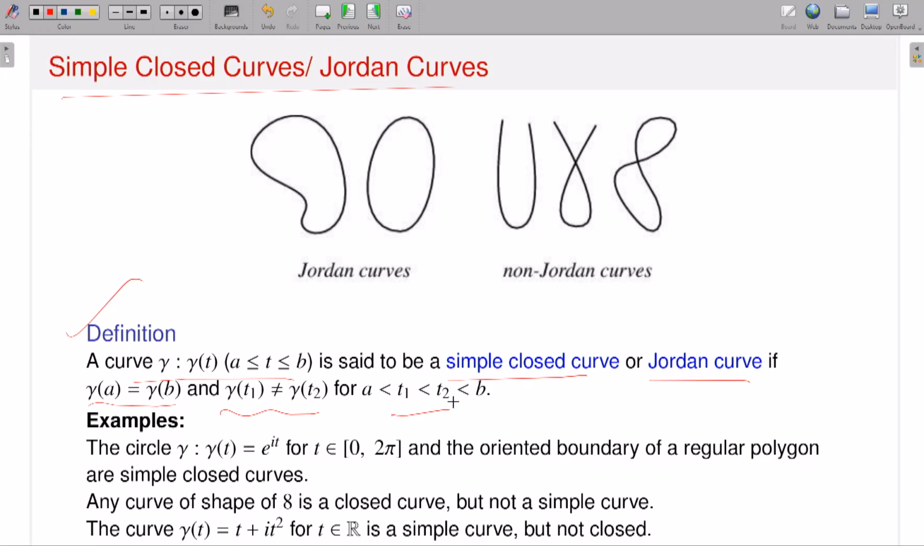One of the simple examples of a Jordan curve or simple closed curve is the circle. Because for the circle, if I take this parameterization, gamma is a map from 0 to 2 pi to C, gamma of T is equal to e to the power IT.